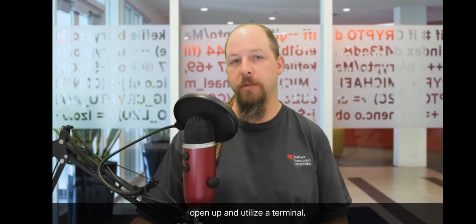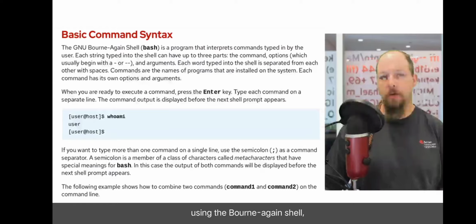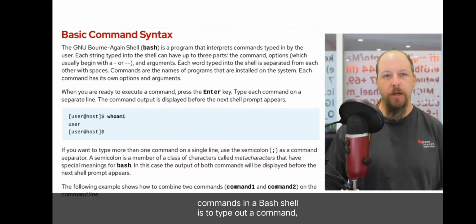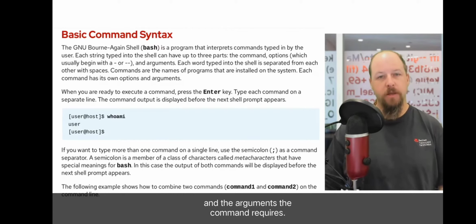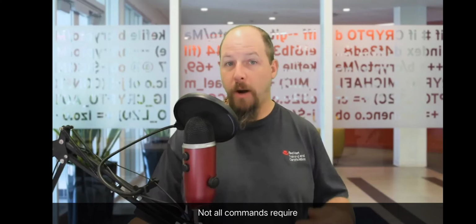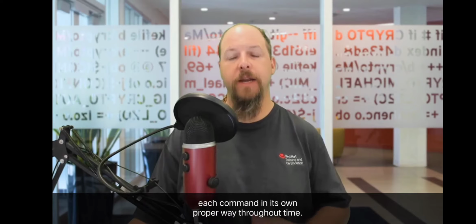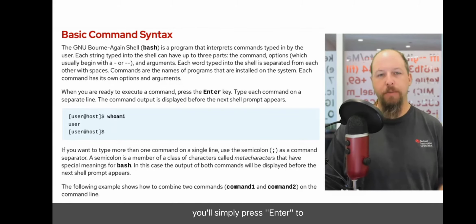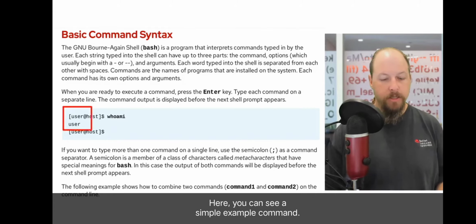Now that we've looked at how to open up and utilize a terminal in the most basic sense, we should dive in deeper into using the Bourne-again shell, commonly known as the bash shell. The general behavior of executing commands in a bash shell is to type out a command, any of its options you wish to use, and the arguments the command requires. Not all commands require arguments and options to perform work, but you'll learn how to use each command in its own proper way throughout time. Once you've completed forming your command, you'll simply press enter to execute the instruction set. Once the work is complete from that command, it'll return you to a prompt.